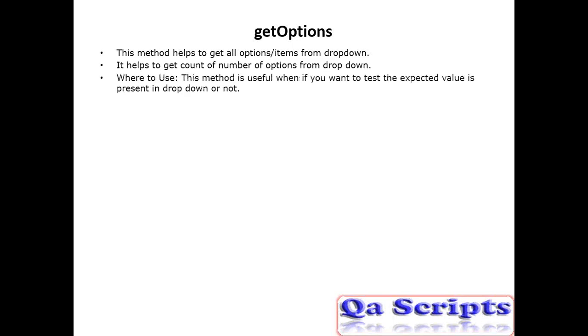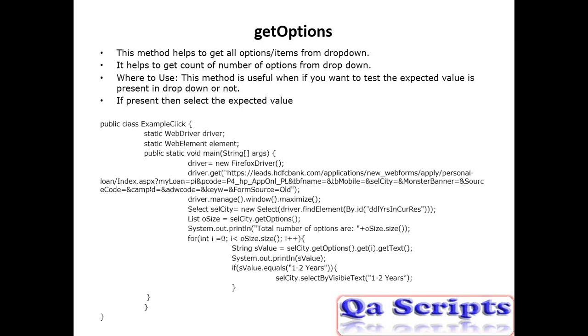As I was telling, this method is useful when you want to get the text of the expected value from the drop down. So if the expected option is present in the drop down, then you can go ahead and select. If not present, then you can fail your script saying that the expected option is not present in the drop down. Here is the code to select one option, count the number of options, and also verify whether the expected option is present or not.